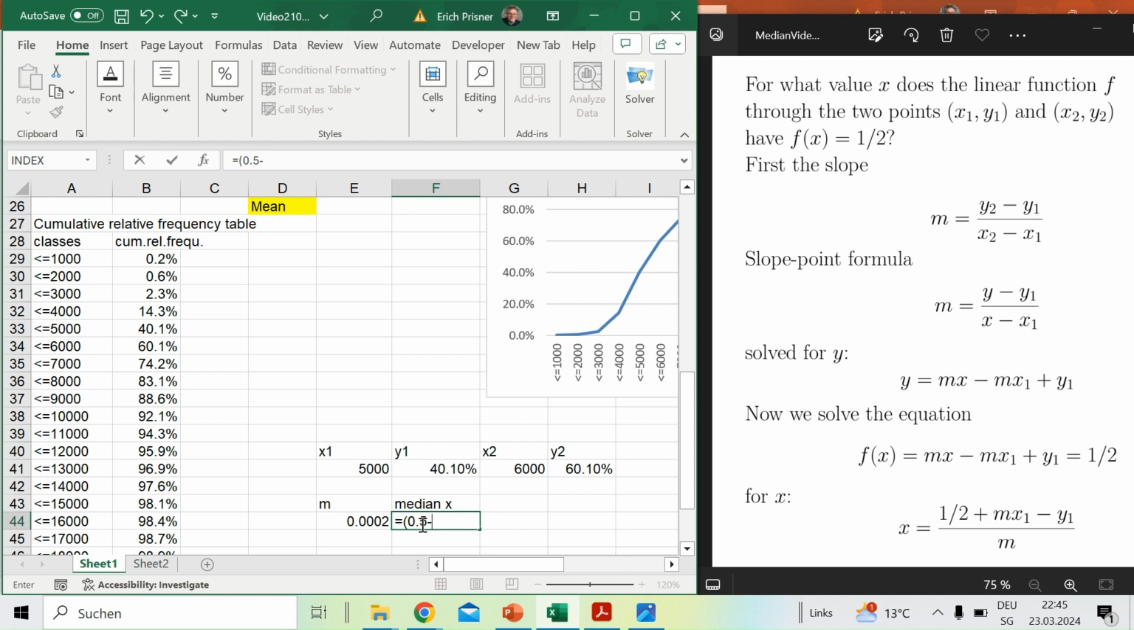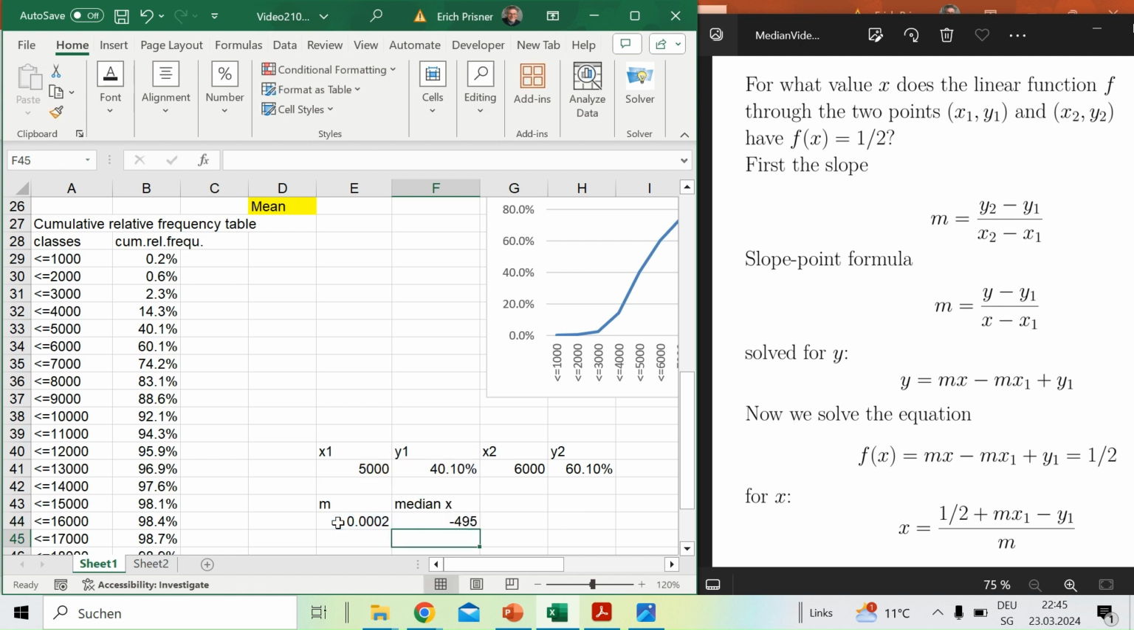Then we have minus m times x1. M is here, times x1. So you see, I'm writing 0.5 minus blue times red. I think it is red. And then plus 1, plus y1. y1 is here. And I close the parentheses and divide by m. Here I don't need parentheses because I just divide by m once. So I divide by the blue value again. The blue value occurs twice in this formula, so m occurs twice. It's okay. And this should be my median.